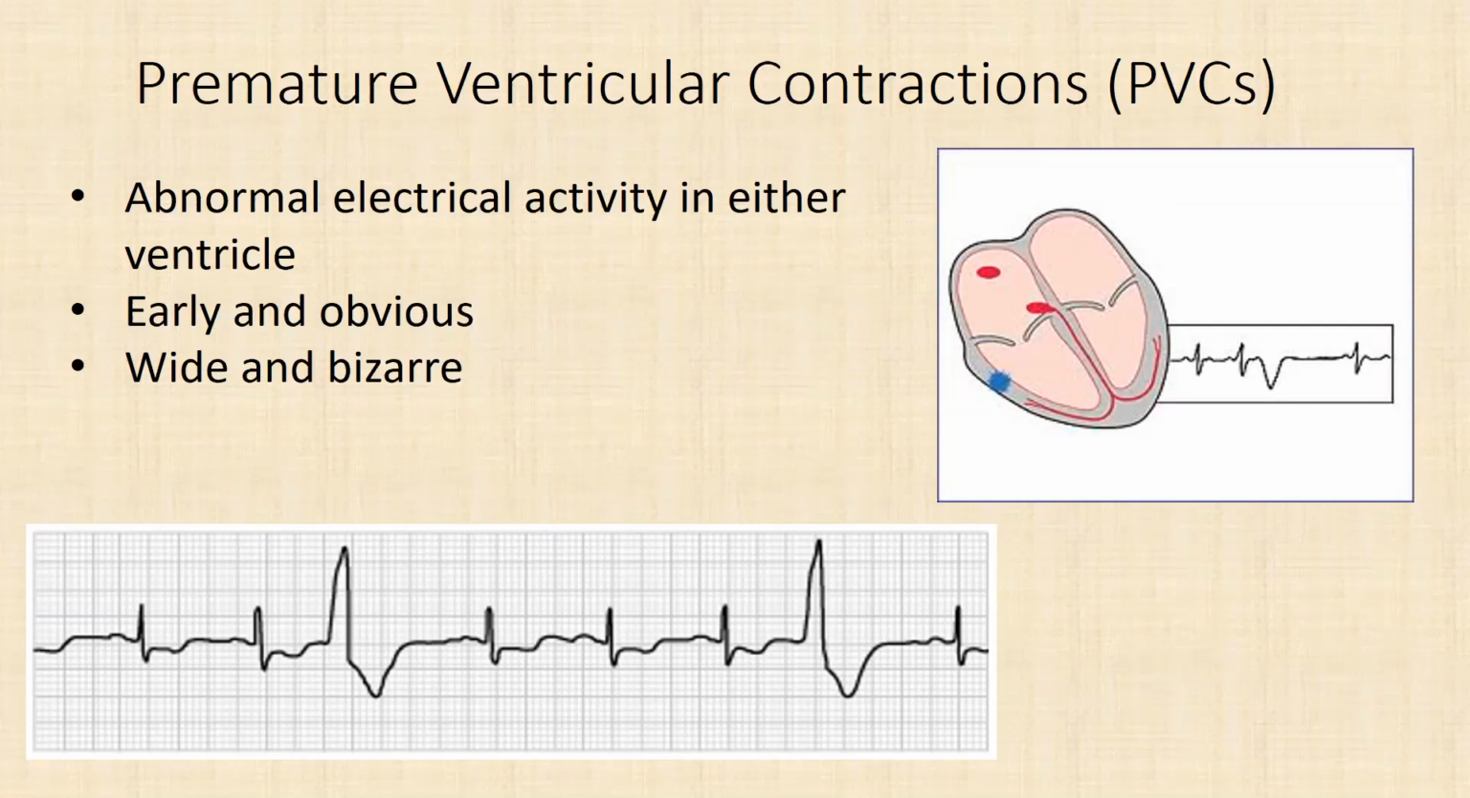Again, every third, tri. And two consecutive PVCs are called a couplet. So if you have two in a row, that's what we call them. They're a couple. They go together. Our PVCs look like this. They look wide and bizarre.